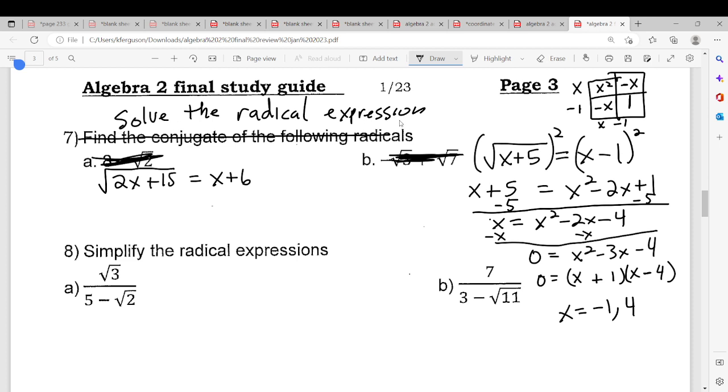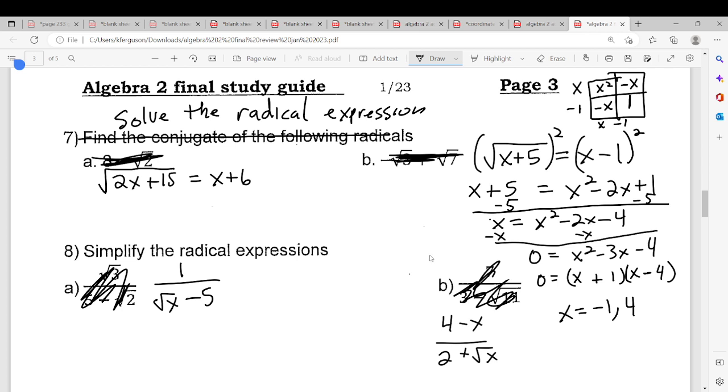That's solve the radical expression. Now, simplifying the radical expression, I'm going to make some slight changes here. First, I'm going to say 1 divided by the square root of x minus 5. And in the second one, I'm going to say 4 minus x over 2 plus the square root of x. Now, all I did was put in variables under the square root, but it makes a slight difference.